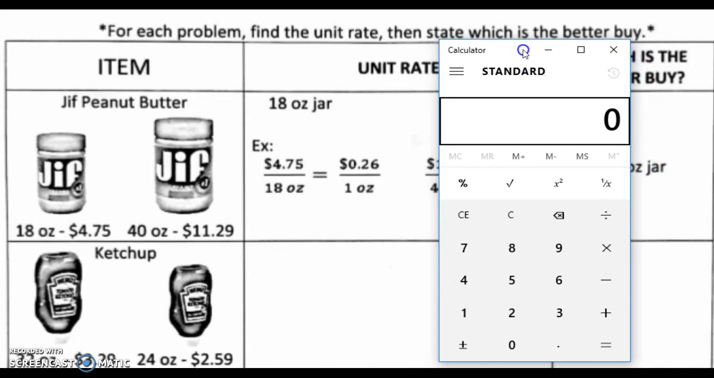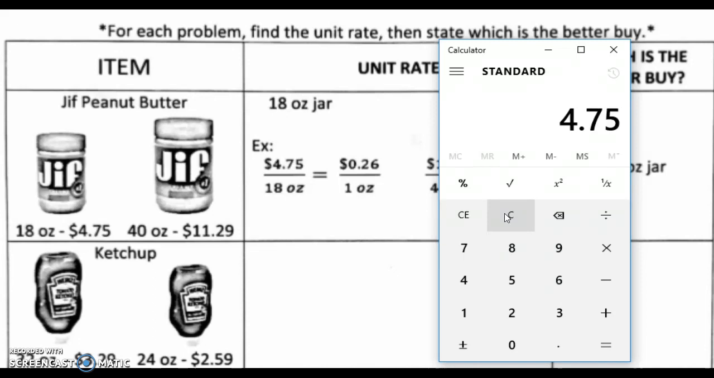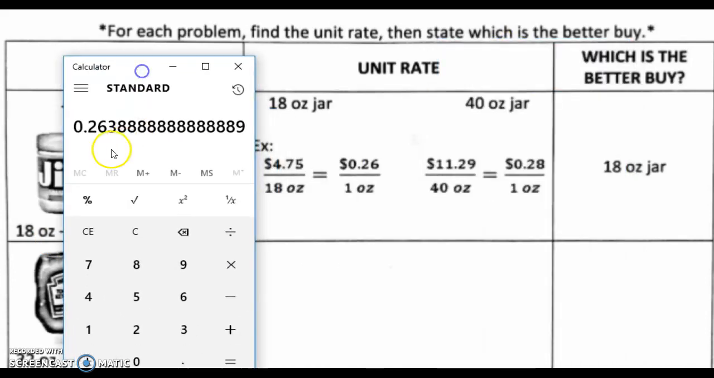So on number one, this is the example it gave to you, you're just going to put $4.75 because that's the cost, divided by 18 because that's the amount of ounces, right? So all I'm doing is $4.75 divided by 18, which is right here. And that's going to give me this long old number, 0.26388888889.